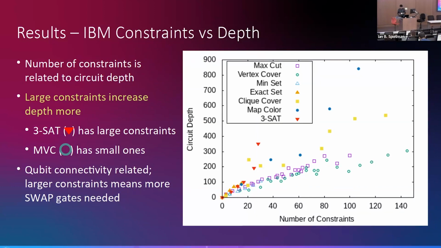So for the three satisfiability problem, since it is a very generic problem where we have conjunctions of binary equations with at most three variables each, and minimum vertex cover has small, simple constraints. Qubit connectivity is related to the results presented. Larger constraints means more swap gates are needed for the QUBO equation to map onto the layout.